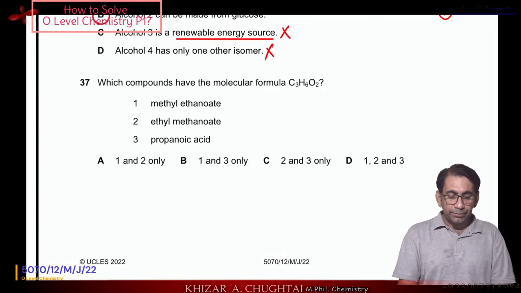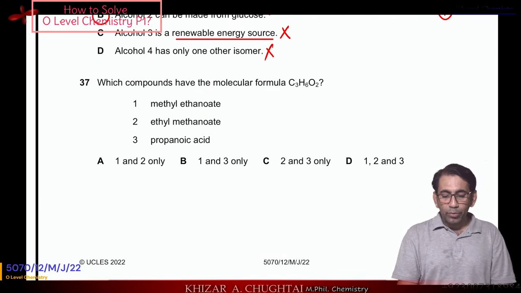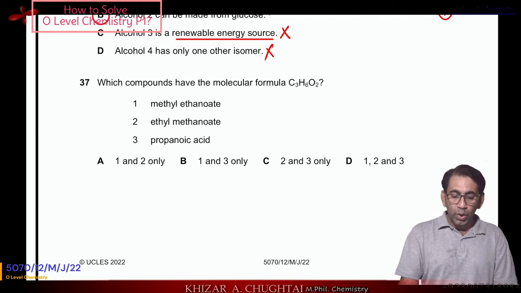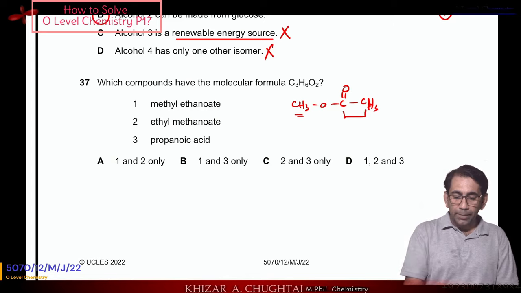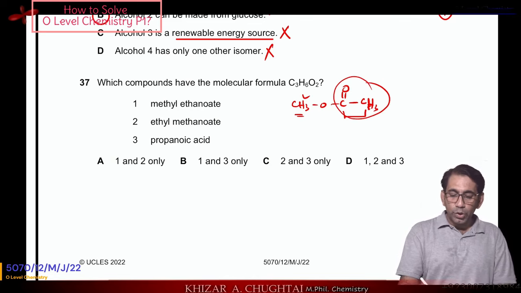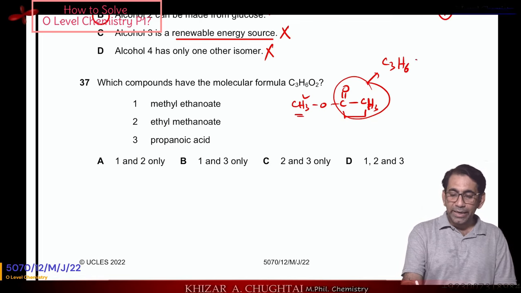Question number 37. Which compound has molecular formula C3H6O2? Methyl ethanoate. Here is the formula of methyl ethanoate: CH3O, C double bond O, C2H5. Two carbons over here, one carbon over here. It's a methyl, said to be ethanoate. So how many carbons are there? Three carbons. How many hydrogens? Six hydrogen, two oxygen. Yes, it is correct.